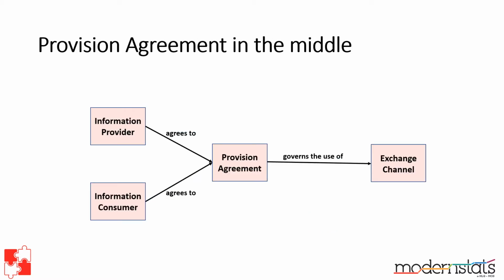So if we have the provision agreement in the middle, then your information provider agrees to the provision agreement, and your information consumer agrees to the information provision agreement. And the provision agreement governs the use of the exchange channel. The parties also use the provision agreement in order to agree on the data structure and referential metadata structure of the information to be exchanged.